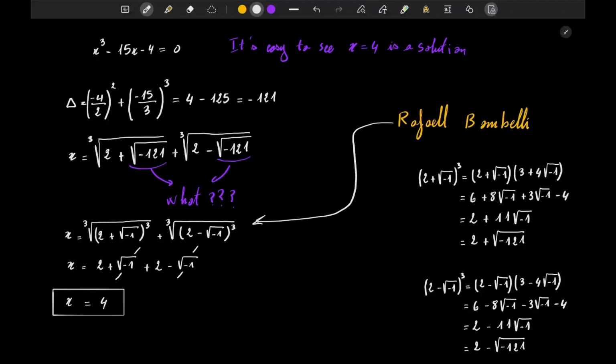Let's take an example. Consider the equation x cubed minus 15x minus 4 equals 0. It's easy to see that x equals 4 is a solution to this equation, but let's use Cardano's formula to calculate the solution. Computing delta, we get (-4/2) squared plus (-15/3) cubed, which equals 4 minus 125, which equals minus 121. And this is the problem with Cardano's formula.